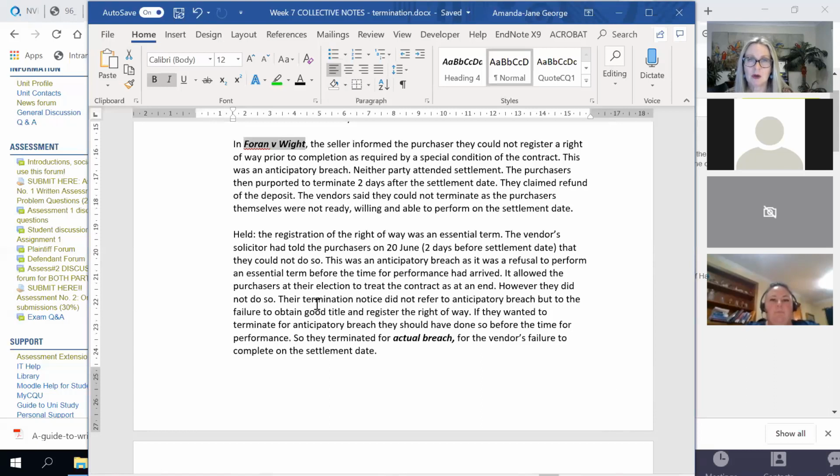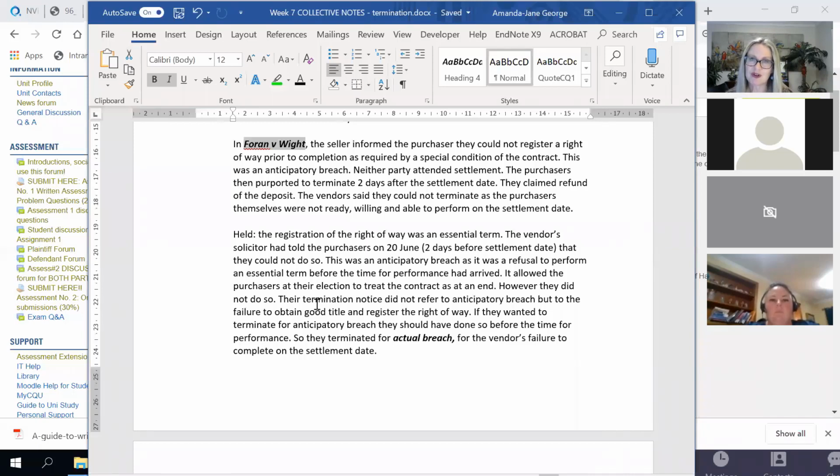Two things. We can't give you the promised right of way, and we won't be able to attend settlement. And that is a prime example of an anticipatory breach. Okay, time for performance hasn't yet happened, but you get a communication from one party or the other that they're not going to be able to do whatever it is they've said they will do.